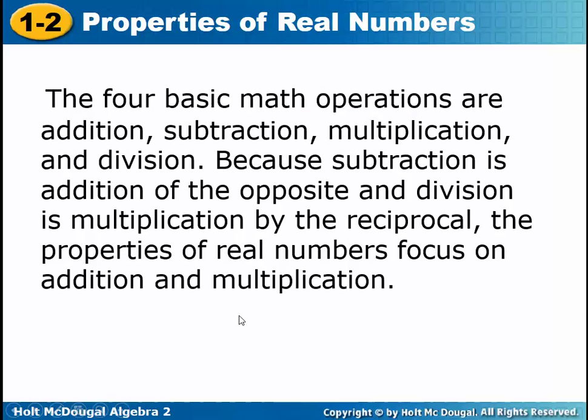So you already know that the four basic operations are addition, subtraction, multiplication, and division. Subtraction is addition of the opposite, and division is multiplication by the reciprocal, which might not be the way you usually think of them. But the properties of real numbers focus on addition and multiplication. So all the rest of the things we're going to be talking about do not necessarily apply to subtraction and division. You would have to maybe rewrite them as addition and multiplication before you could use these properties.